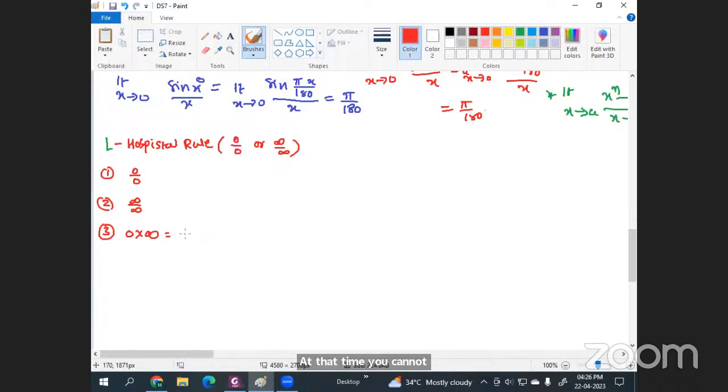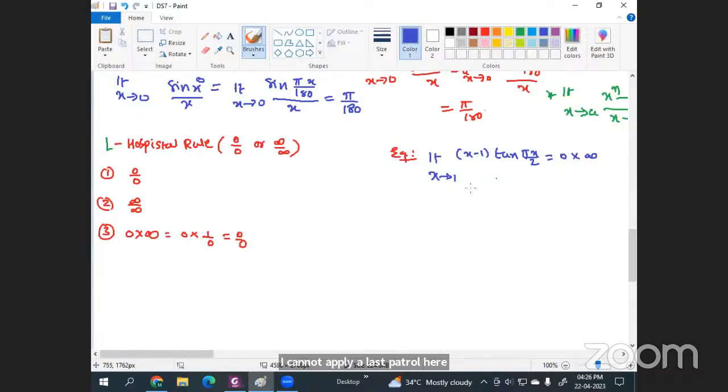So I will write here 0 into infinity can be written as 1 by infinity for the simplification. So 0 by 0, right? So I'll take one example. Limit x tends to 1. This is a previous CET question. Also JEE Mains they asked this question. (x minus 1) into tan(pi x by 2). Now I got 0 into tan 90, which is not defined. I cannot apply L'Hospital rule here.